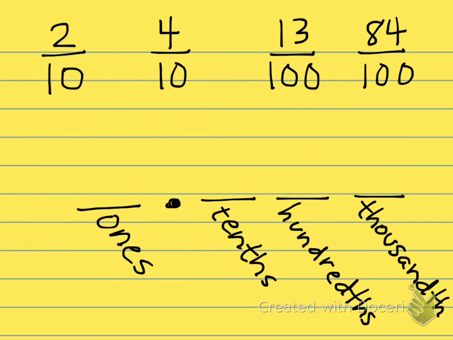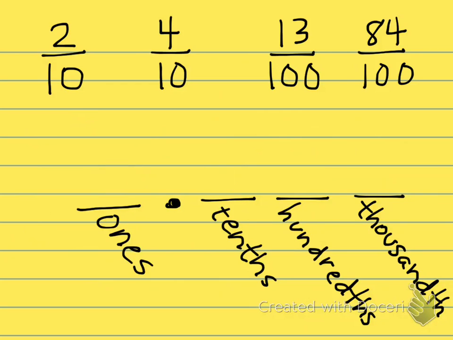Okay, now let's look at some simple fractions that are pretty easy to work with. If I have 2/10, then it's just 2/10. I have nothing in the ones place value spot. If I have 4/10, then it's going to look like this, 4 in the tenths spot.